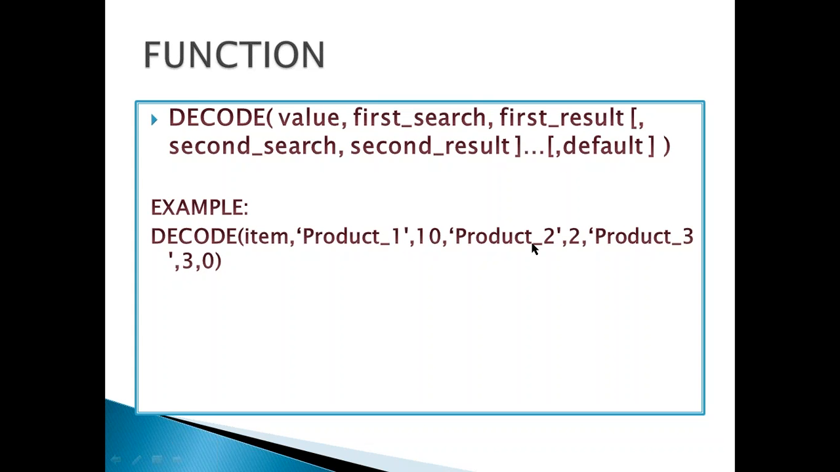Whenever it finds product 2, it will give us 2. When it finds product 3, it will give us 3. If it doesn't find any of these 3, it will give us 0. So it's nothing but decoding. That is your decode function, and how you use it.